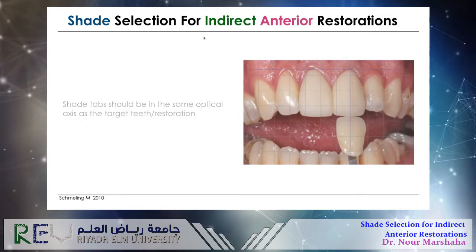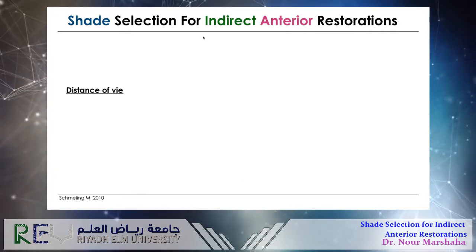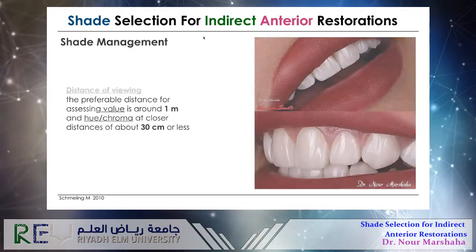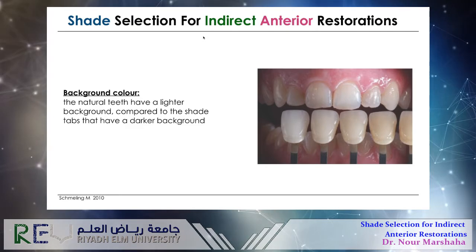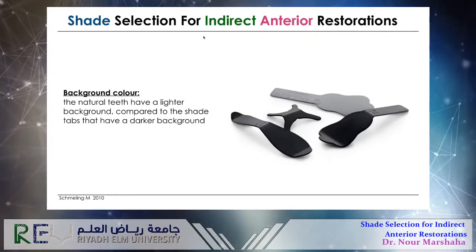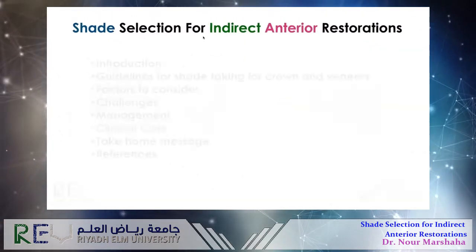And now if we take a shade guide, don't dehydrate the tooth. Take it before starting the preparation, and after preparation take the shade guide and put the stump shade under the tooth. Also the distance of viewing should be 1 meter, and for hue and chroma less than 30 centimeters. The background should be gray, okay, we can use this background contraster. For stump shade preparation, we have to take it too.